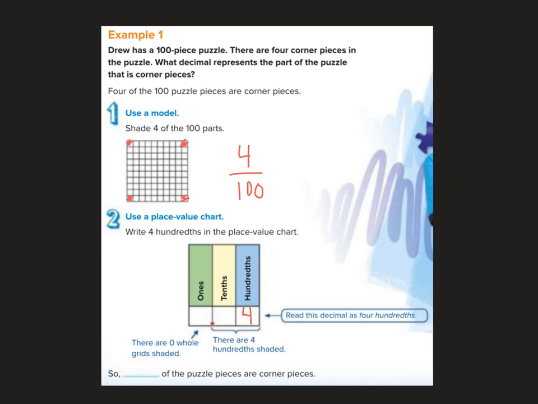Now to hold that place value, right? Like if I want to write the number 400, I don't just write a 4. I need to have 2 zeros after it to hold its place value in the hundreds. Same goes for the hundredths place. I need to show that I have 0 tenths and 0 ones. So I would say this number as 4 hundredths, right? So 4 out of 100, or 4 hundredths of the puzzle, is shaded. Our corner pieces.